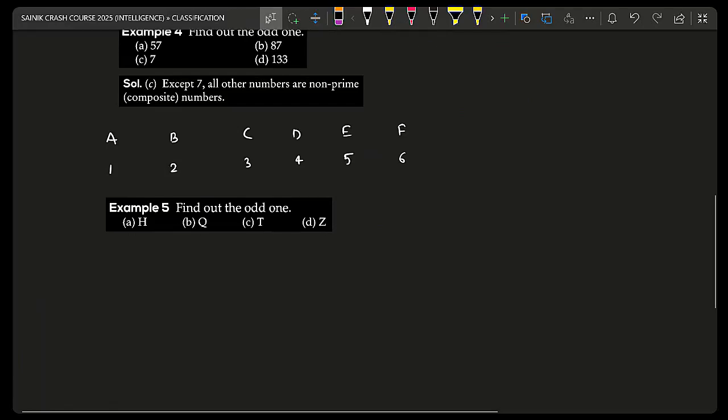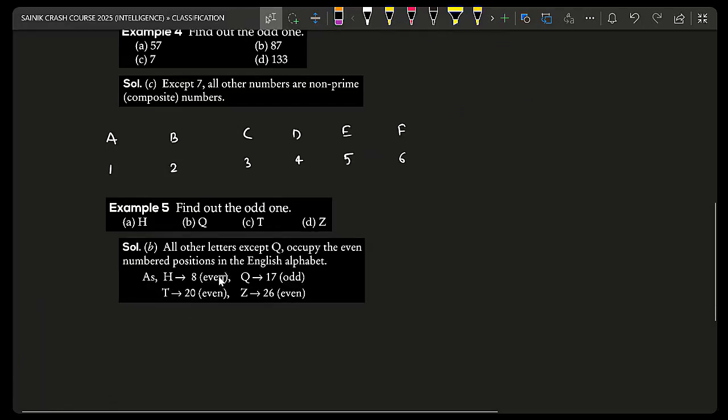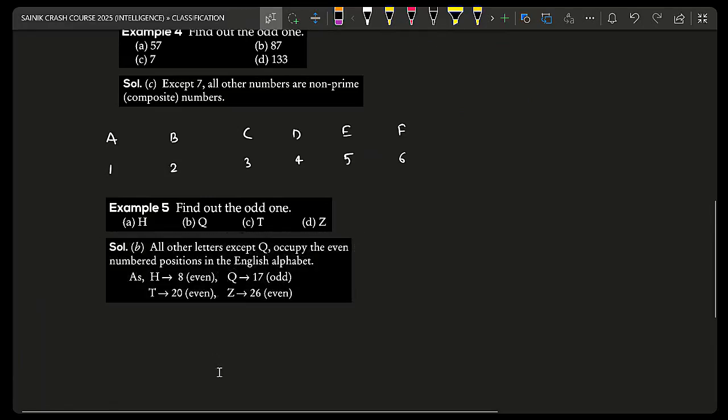So time up for this poll, and two students option C wrong answer, and two students gave option A wrong answer. Five students gave option D wrong answer. Majority of the class got the correct answer with 17 votes. Q is the correct answer, and the reason is this: if you try to write the positional value of each letter, then Q is the only one which is occupying odd place. Q is the only one which is occupying odd place.